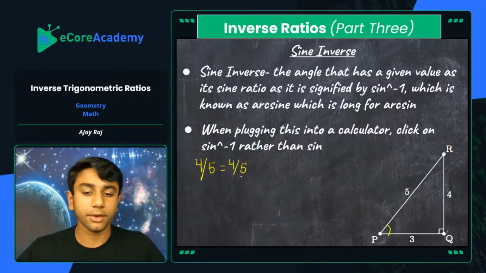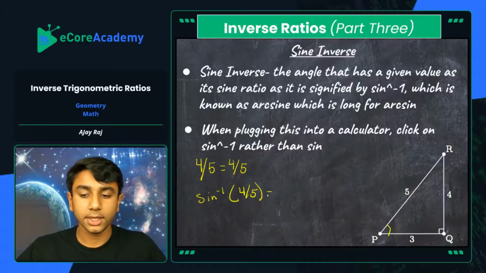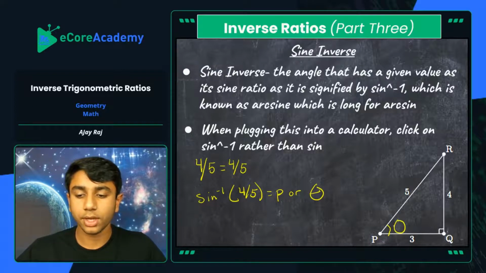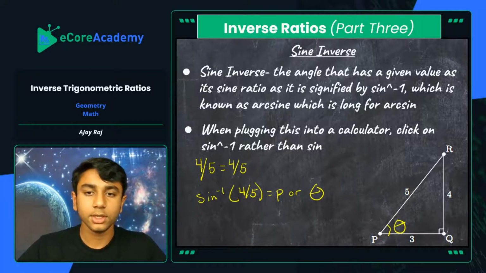So now, since we've calculated our ratio, which is opposite over hypotenuse, we're merely going to multiply this by sine to the negative first power. So it's going to be sine to the negative first power multiplied by 4/5. And that equals P or theta. Just want you guys to get used to this theta term, our central angle or angle of focus.